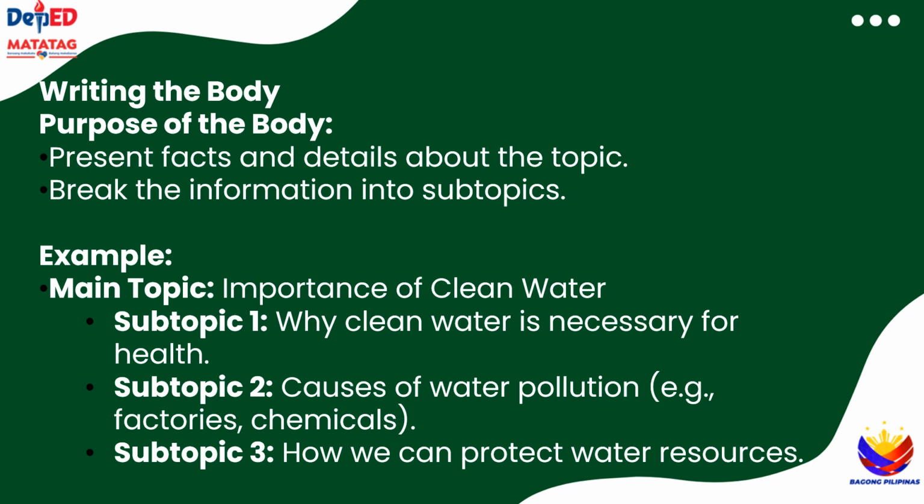Using our example on clean water, the main topic is the importance of clean water, and we can break it into three subtopics. Why clean water is necessary for health. Causes of water pollution like factories and chemicals. How we can protect our water resources. Each subtopic gets its own section with details and examples to help explain it.